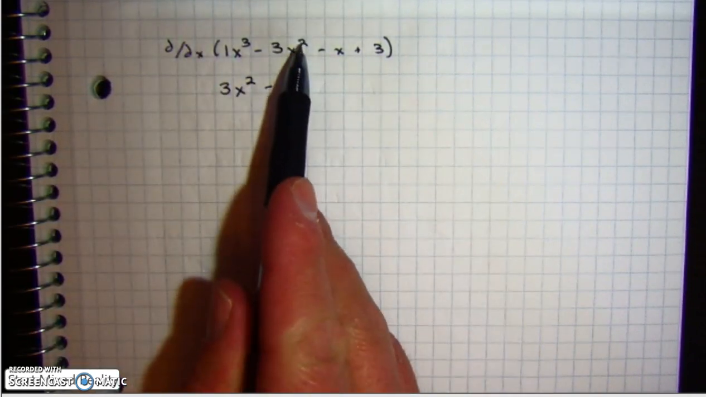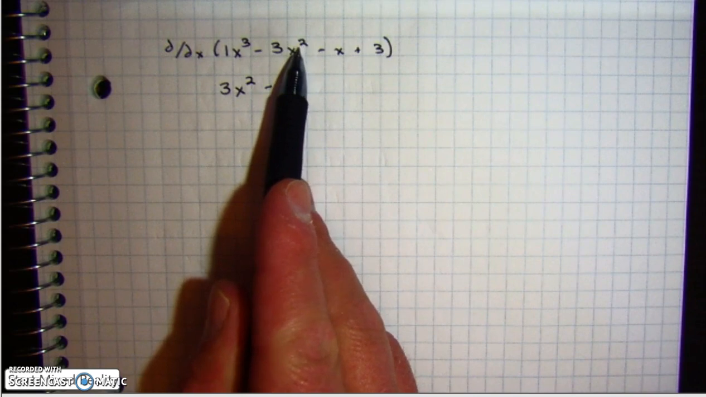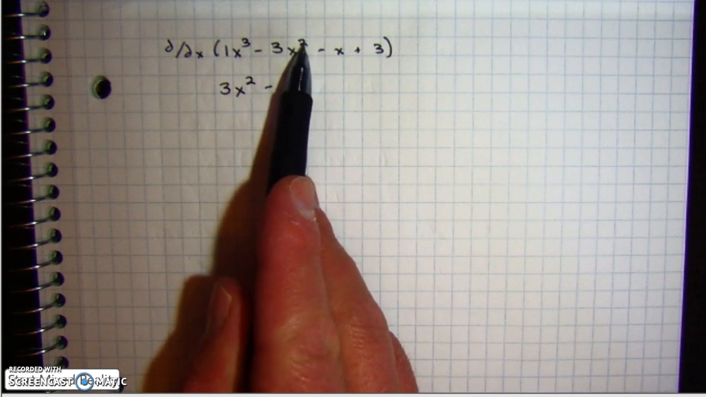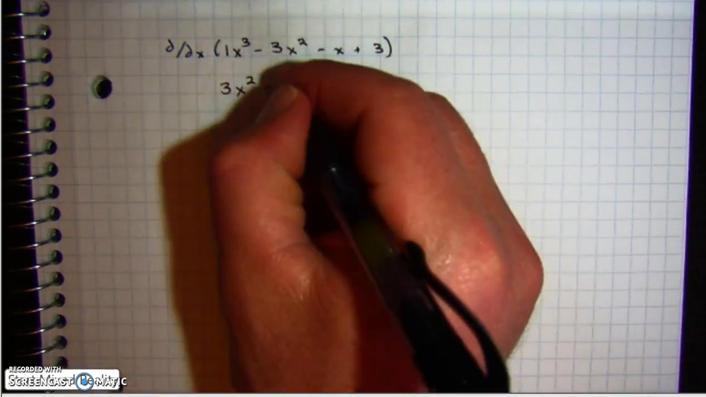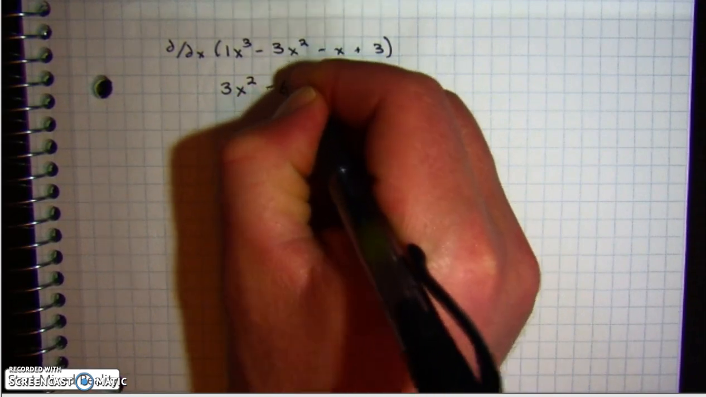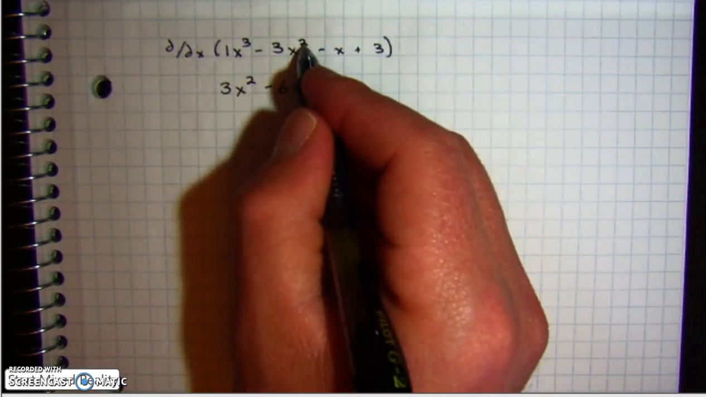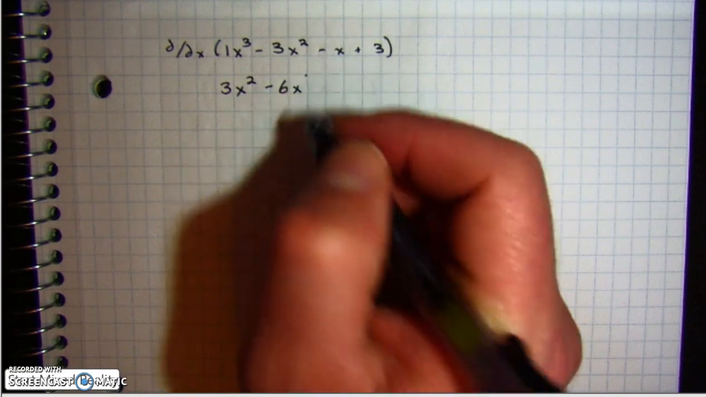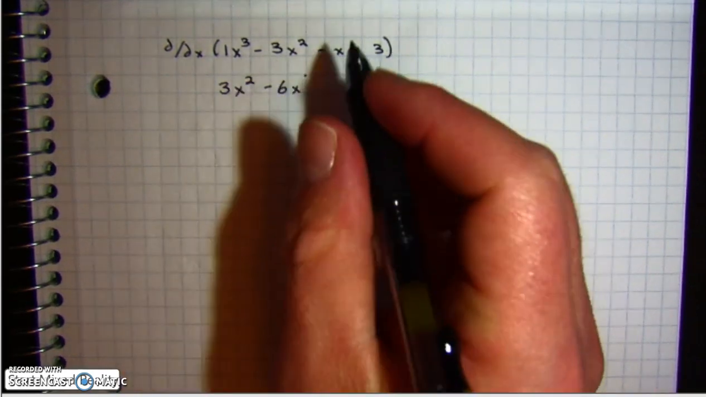Same thing on this one. I have this power, so I'm going to multiply 2 times 3. So that's 6, x, and then this goes down a power. So 6x to the 1, which is really just 6x.